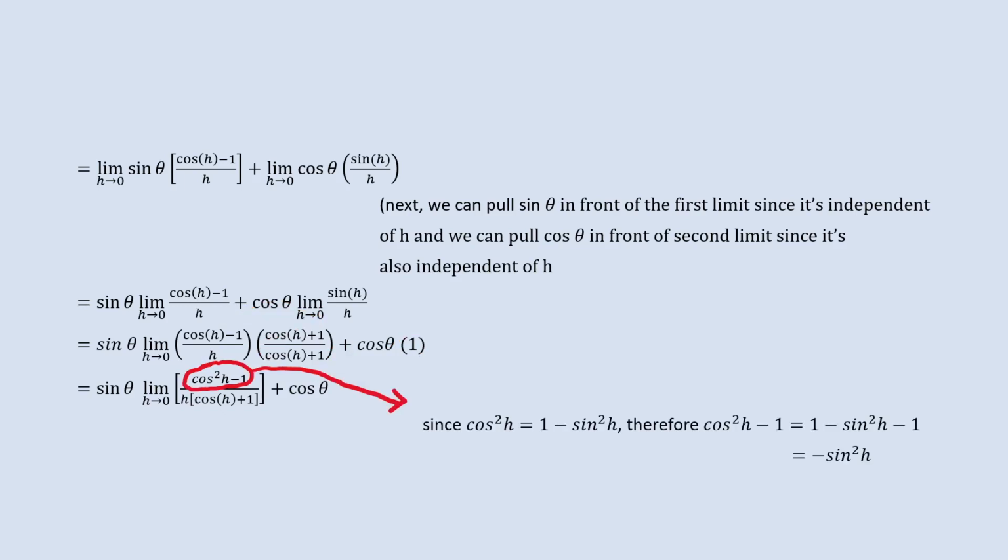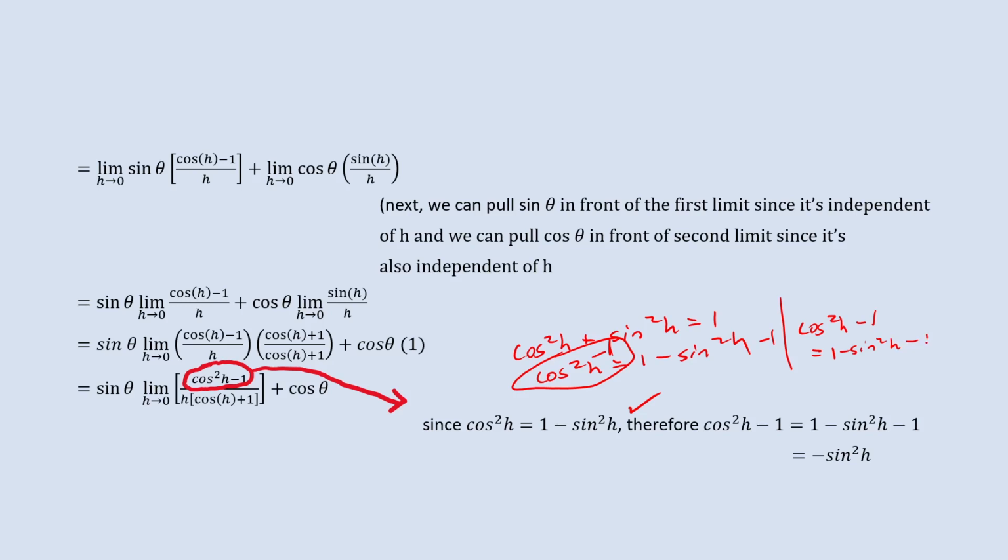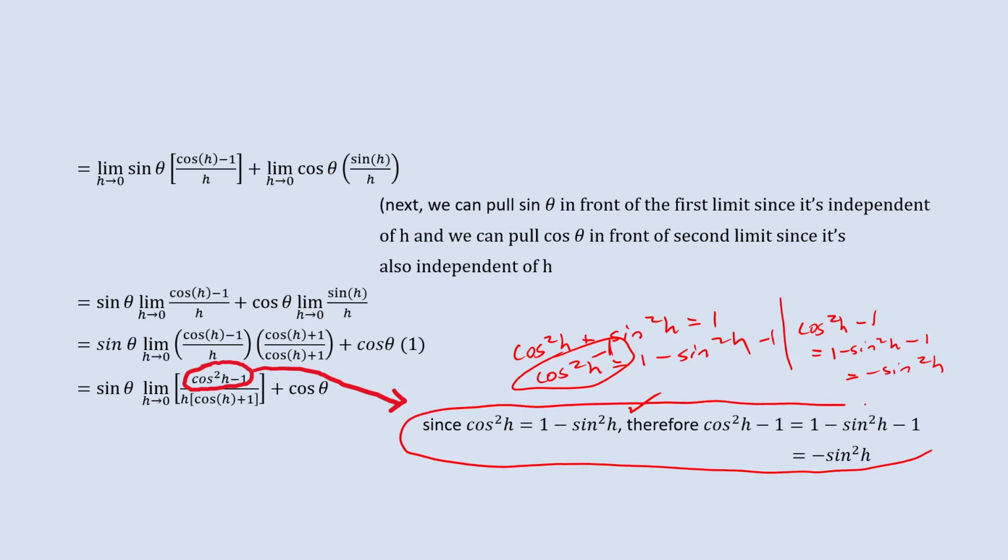Now, the cos squared h minus 1, we know that cos squared h plus sine squared h is equal to 1. So by extension, that means cos squared h is equal to 1 minus sine squared h. And that's what we've written here. So that means that the cos squared h minus 1, if I subtract 1 here, I also subtract 1 here. So cos squared h minus 1 would equal 1 minus sine squared h minus 1, or in other words, just negative sine squared h. So if my writing's gotten a little messy, just look at the typed portion at the bottom. And that's what we're saying.